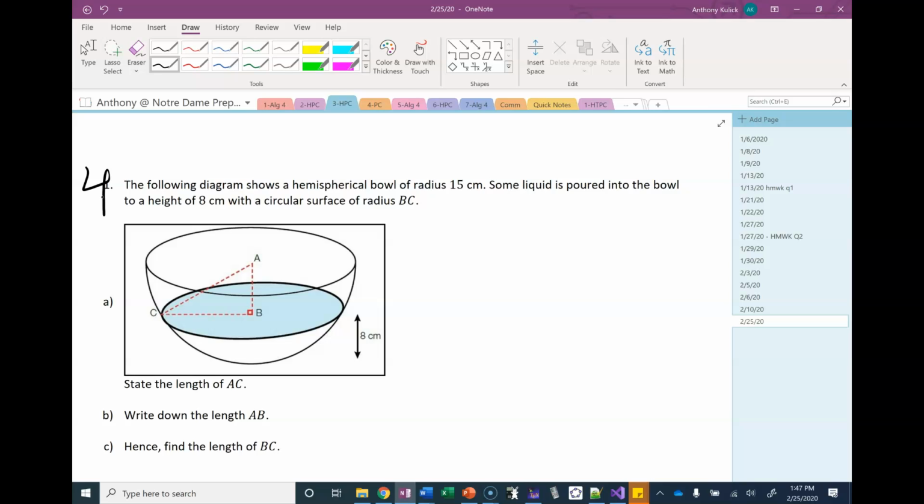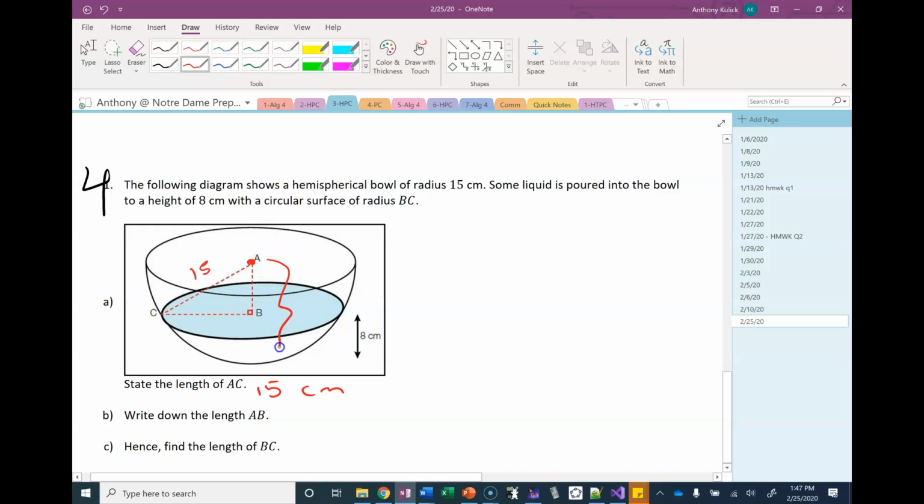Excuse me, guys. Number 4 says we have a hemispherical bowl with a radius of 15. Some liquid has been poured into the bowl to a height of 8 centimeters with a circular surface of radius BC. State the length of AC. Okay, that should be easy. Notice that A is the center of the hemisphere. So AC is a radius. So that's just 15. Okay with that, Ingrid?